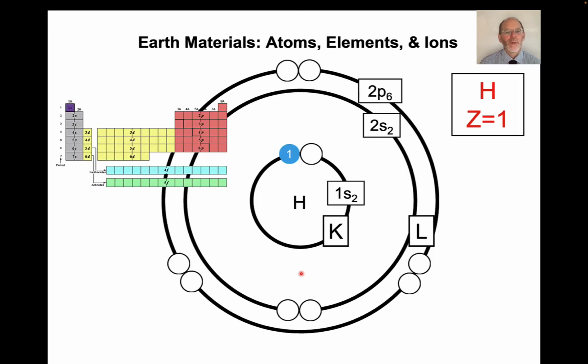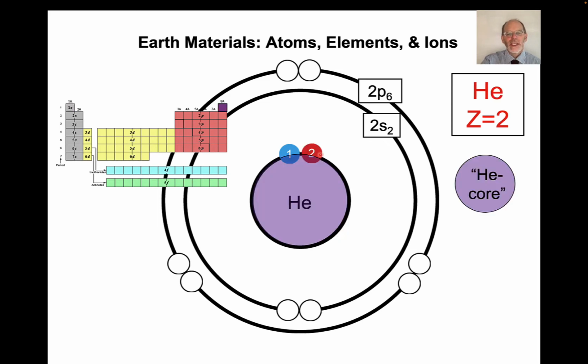So let's just work our way through the periodic table and see how different shells are filled. So here's hydrogen. It has only one electron, which goes into the 1s subshell. And for helium, now we have one electron that has one spin direction, a second electron that has the opposite spin direction. This fills this shell. And as a consequence, this atom is extremely stable. It doesn't want to gain or lose electrons. That's why helium is a noble gas. It's very, very unreactive.